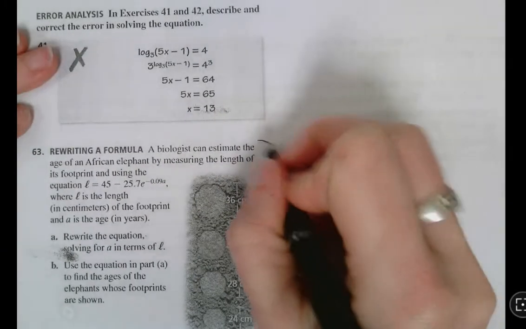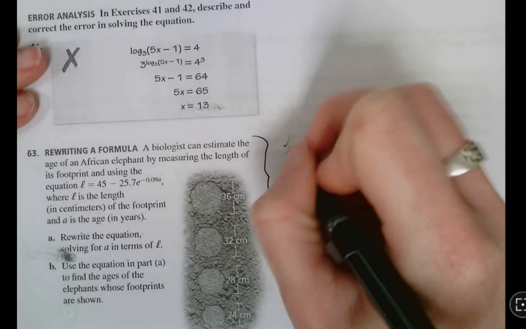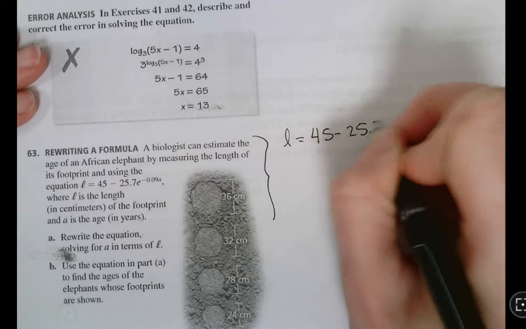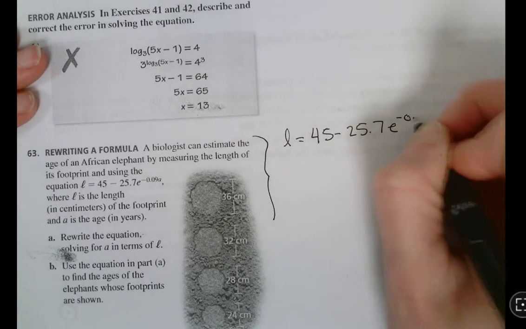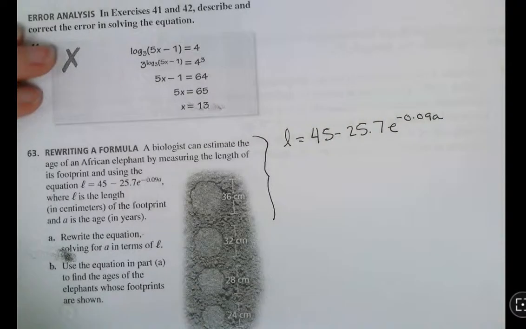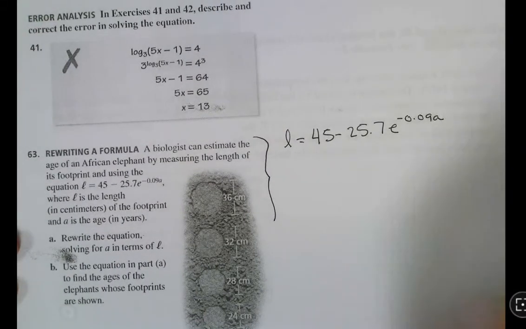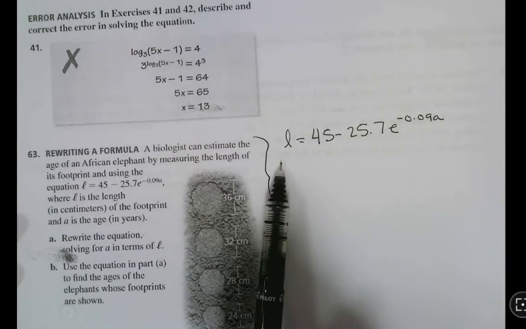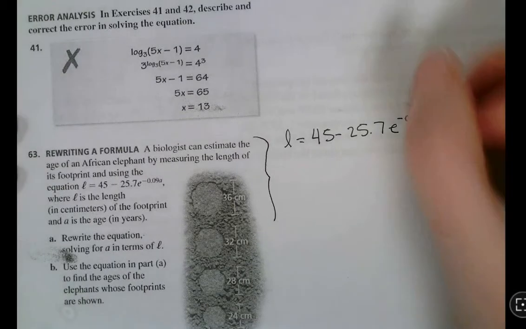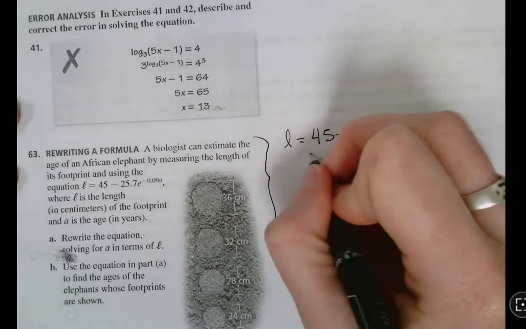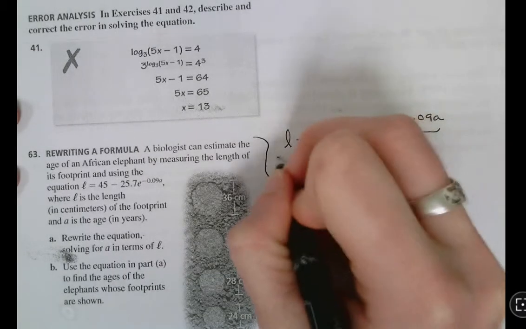So here it is. I'm just going to do it on this paper here. So we have this equation that they give us. L is equal to 45 minus 25.7 e to the negative 0.09a. So solving this one, it's saying, hey, your variable's up here, and we want to get it out of that exponent, and we want to solve for this in terms of L instead. So first thing we need to do is get our base by itself. I need to isolate this e to the negative 0.09a. So following our PEMDAS, I have to deal with subtraction first.